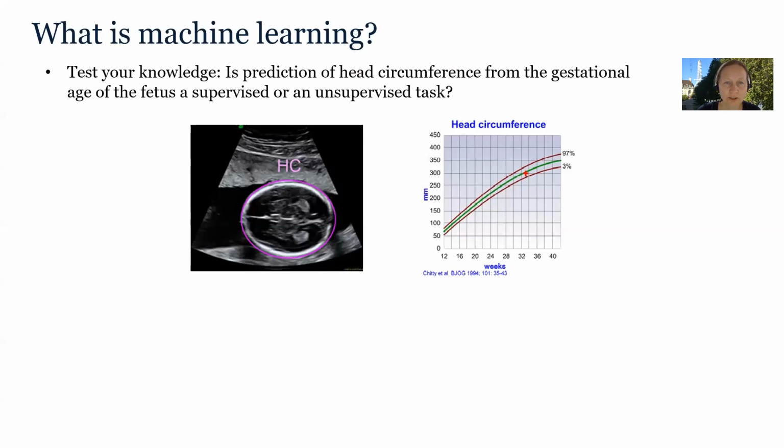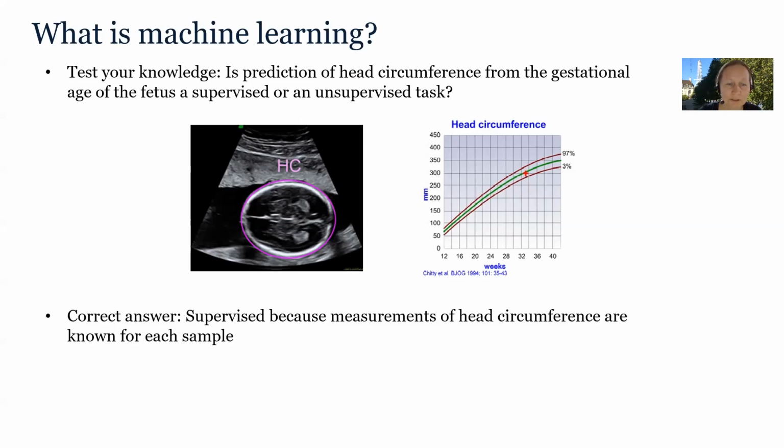Is prediction of head circumference from gestational age of the fetus a supervised or an unsupervised task? Correct answer is supervised because measurements of head circumference are known for each sample.